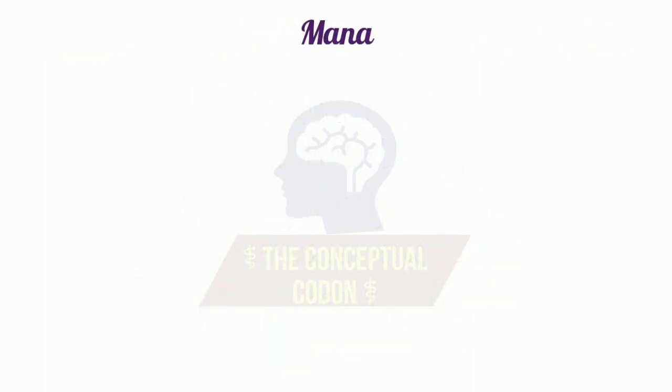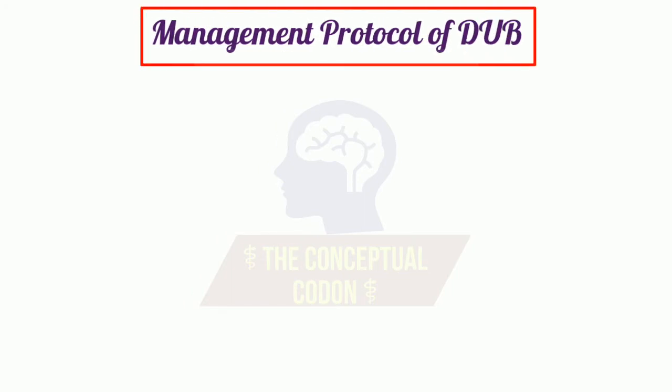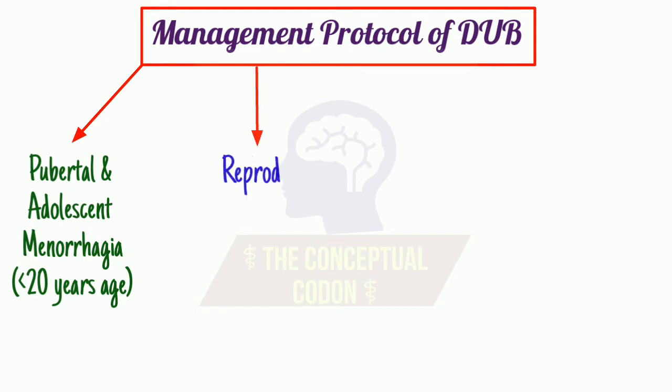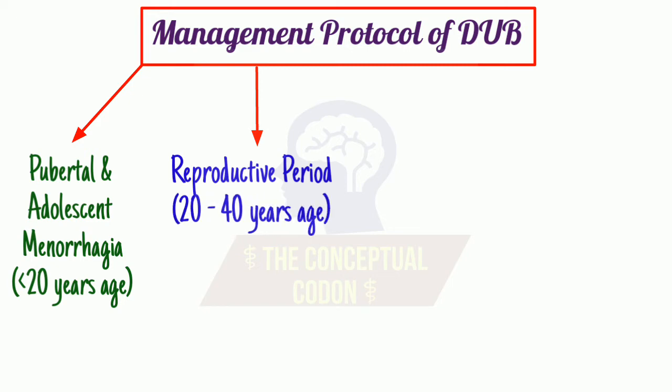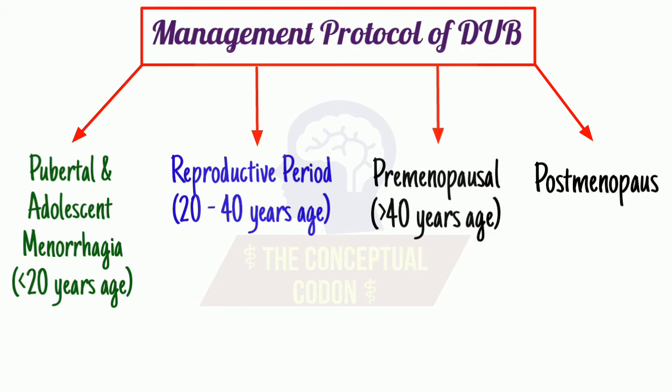Now coming to the management protocol of dysfunctional uterine bleeding. The management protocol is divided into four parts according to the age of the patient. First is pubertal and adolescent menorrhagia, where the age of the patient is less than 20 years. The second group of patients is in the reproductive age, that is between 20 years and 40 years of age. And the third and fourth groups are premenopausal, that is greater than 40 years of age, and postmenopausal.